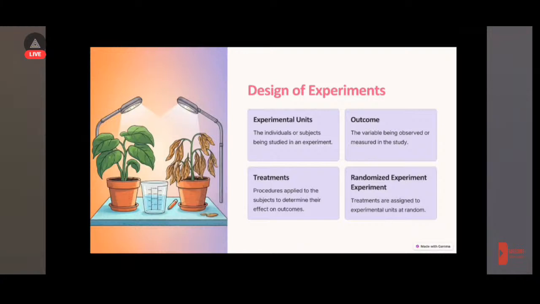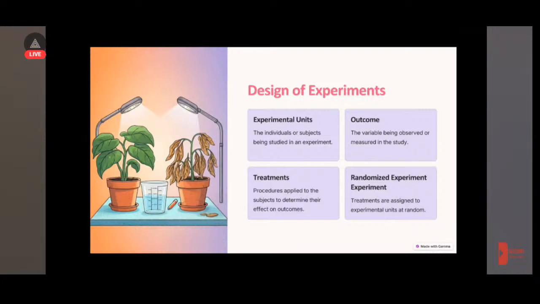And the treatment is going to be the procedures applied to the subject to determine the effect on outcome. In this case, the treatment is going to be the fertilizers being applied. You can see that the first flower has the application of fertilizer, and the second flower does not have the application of fertilizer. And this is what the design of experiment is, because in the design of experiment, this is a very big topic in statistics.